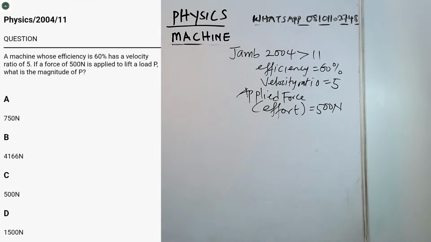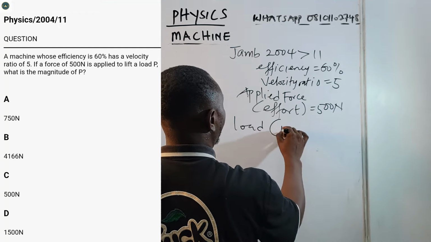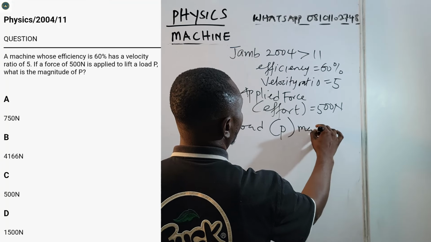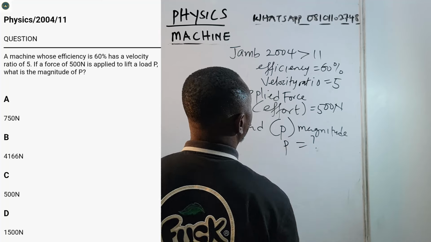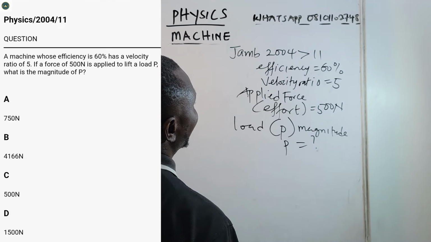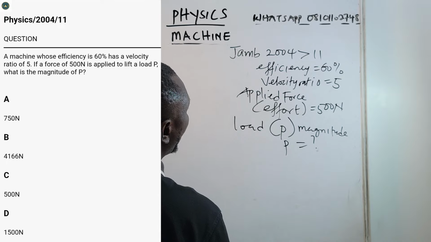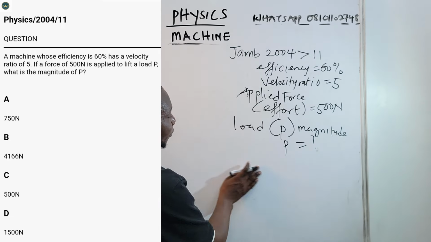500 Newton. Now, it's applied to lift a load of P. What is the magnitude of P? So, the load is P. The load magnitude is P, and this is unknown. So P is unknown. Now, we have the applied force. We have the velocity ratio.